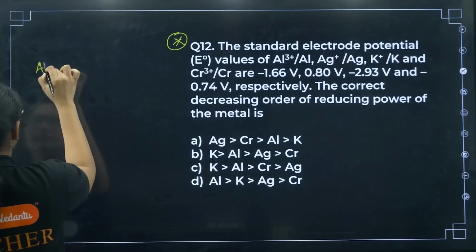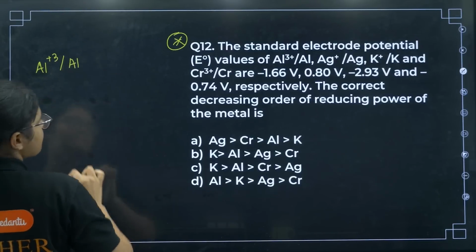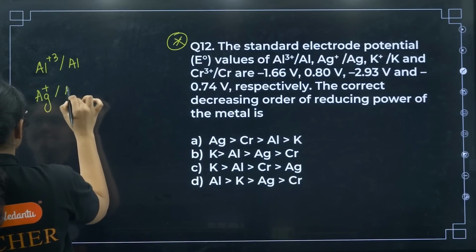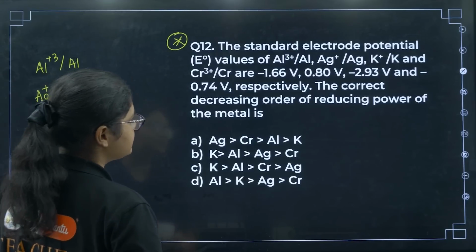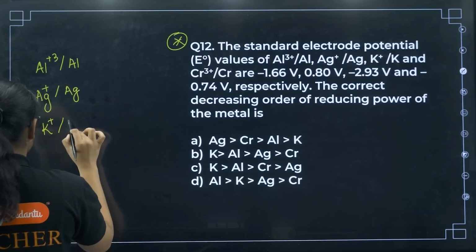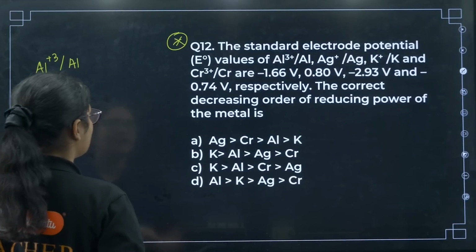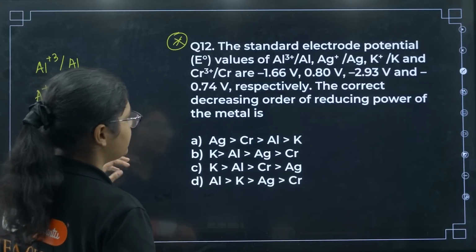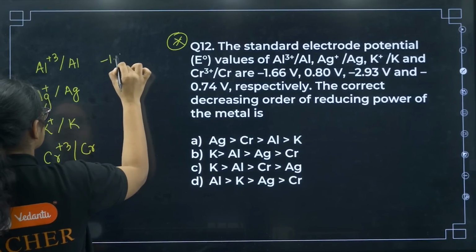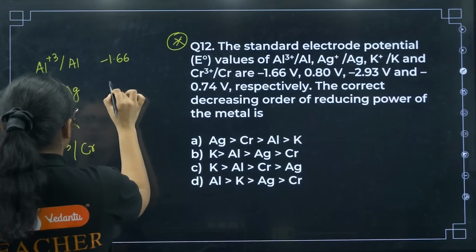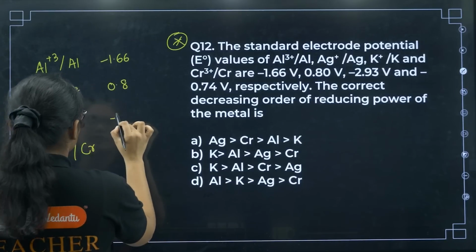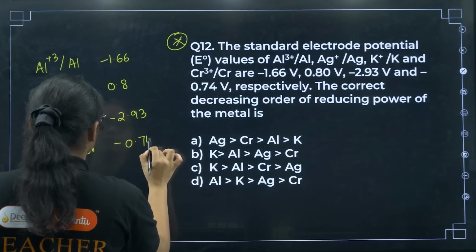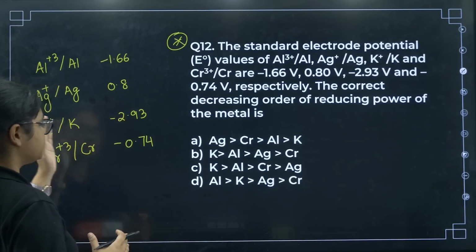So I have Al3+ to Al. Then I have Ag+ to Ag. Okay. Then I have K+ to K. Okay. Next I have Cr3+ to Cr. Okay. These are the values we have been given, and I have minus 1.66 volt, and then plus 0.8 volt, minus 2.93 volt, and we have minus 0.74 volt.